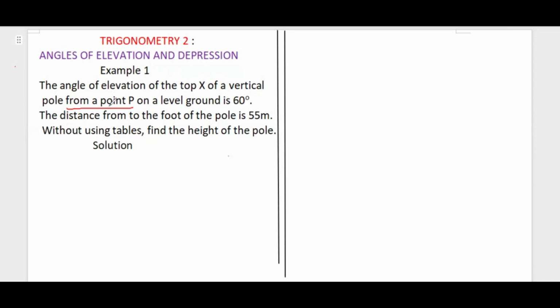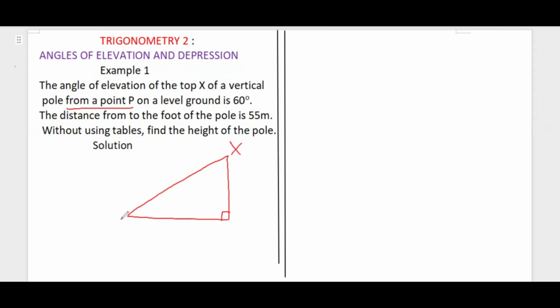So let's sketch a diagram, a right triangle. Since they said the angle of elevation of the top X of a vertical pole, this vertical line we call a pole. So here we have point X. And they said from a point P on level ground, so P will be here.